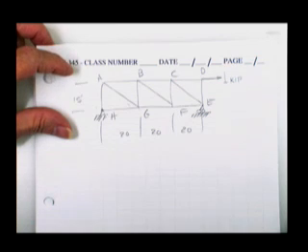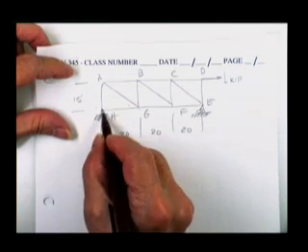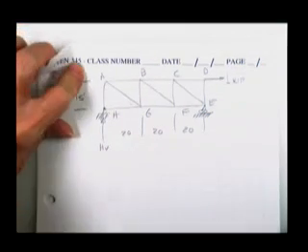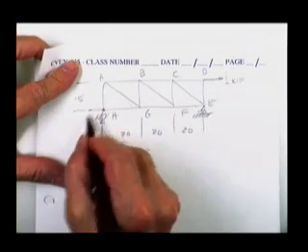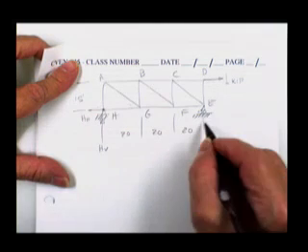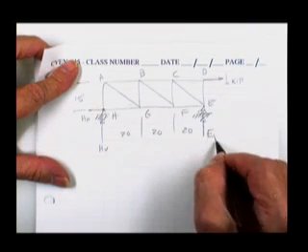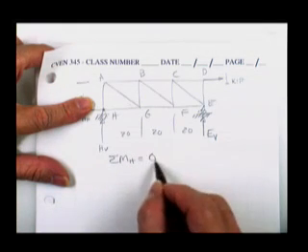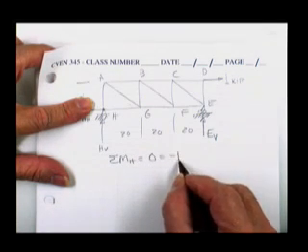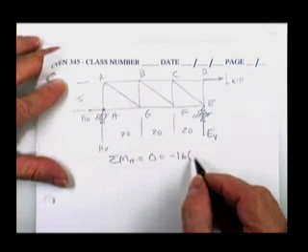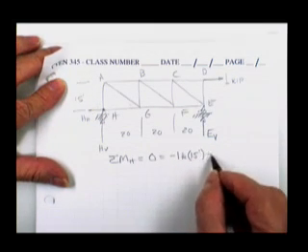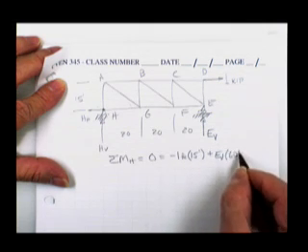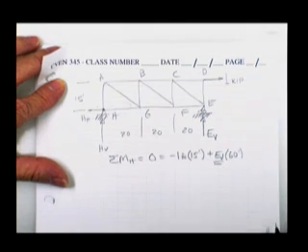H would be fine. There's an unknown reaction at H called H vertical. There's an unknown force here called H horizontal. There's an unknown force here called E vertical. You can sum moments about H is equal to 0 is equal to minus 1 kip times his moment arm, which is 15 feet, plus E vertical times his moment arm, 60 feet, and solve for E vertical.